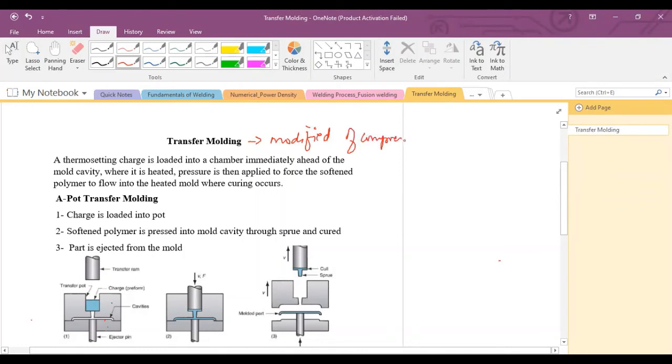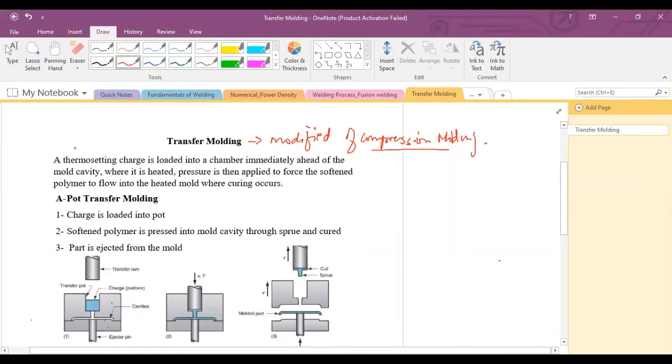Like in compression molding, a preheated charge is placed into the lower mold, and both the molds, the upper half of the mold and the lower mold, are also preheated. So it is a modified form of compression molding. What is the change or distinguishing feature of transfer molding as compared to compression molding?